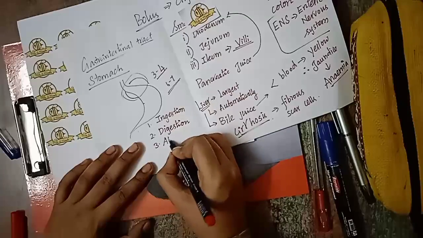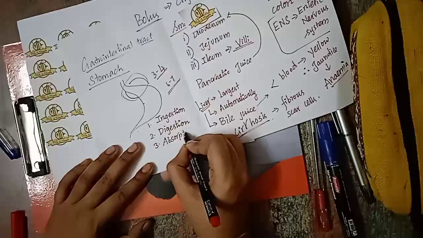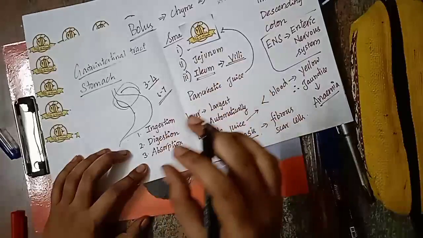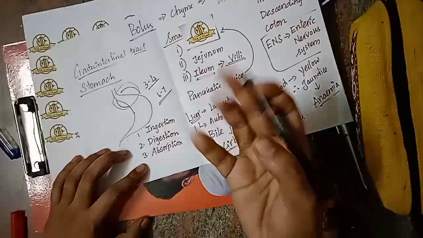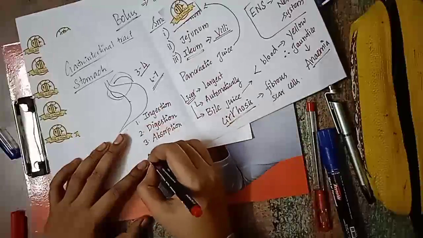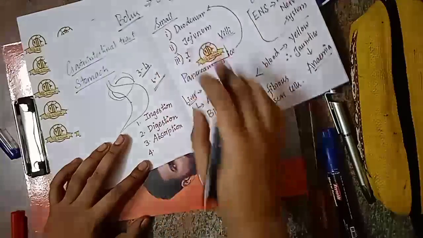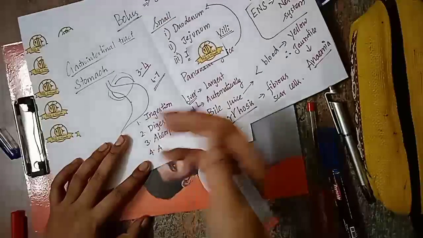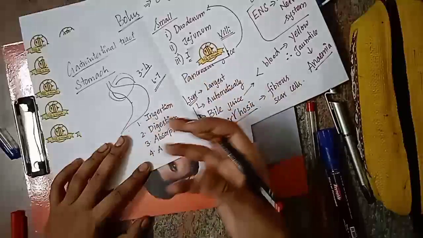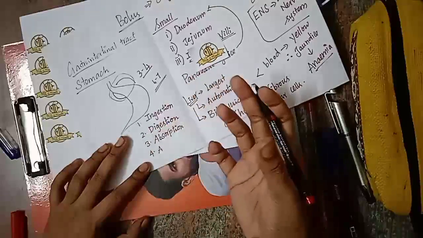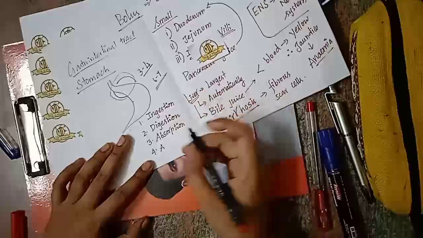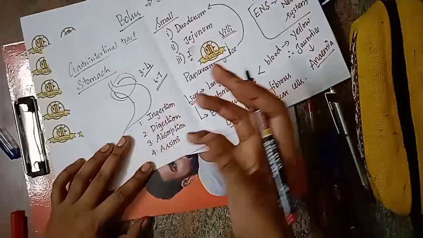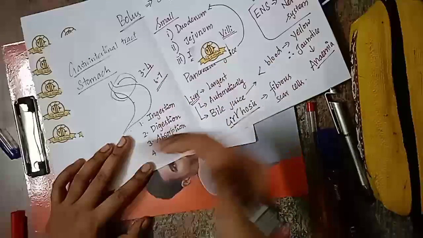Then we have absorption. The absorption process is done by villi. Villi are present in the small intestine. In the small intestine, in the ileum, we have villi, which will absorb the essential vitamins and minerals into our body. Third process is absorption. Fourth one is assimilation. The food which is eaten by our body will be converted into energy, and that energy will be stored in our cells, right? That process is called assimilation. Assimilation is a process through which the food is converted into energy and it is stored in our body cells.